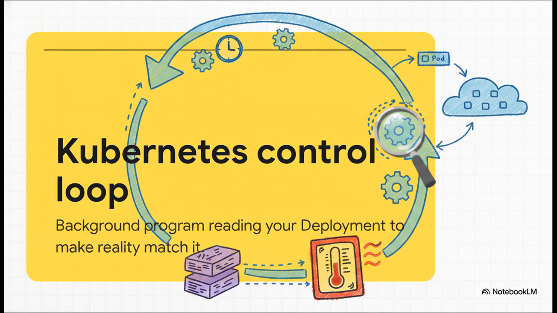And finally, the Kubernetes control loop. This is the background program that constantly reads that deployment file and literally forces reality to match it. It's the internal circuit of that thermostat. It checks every few seconds, forever, to make sure your promise is kept. You don't ever run this yourself. It's just always grinding away behind the scenes.